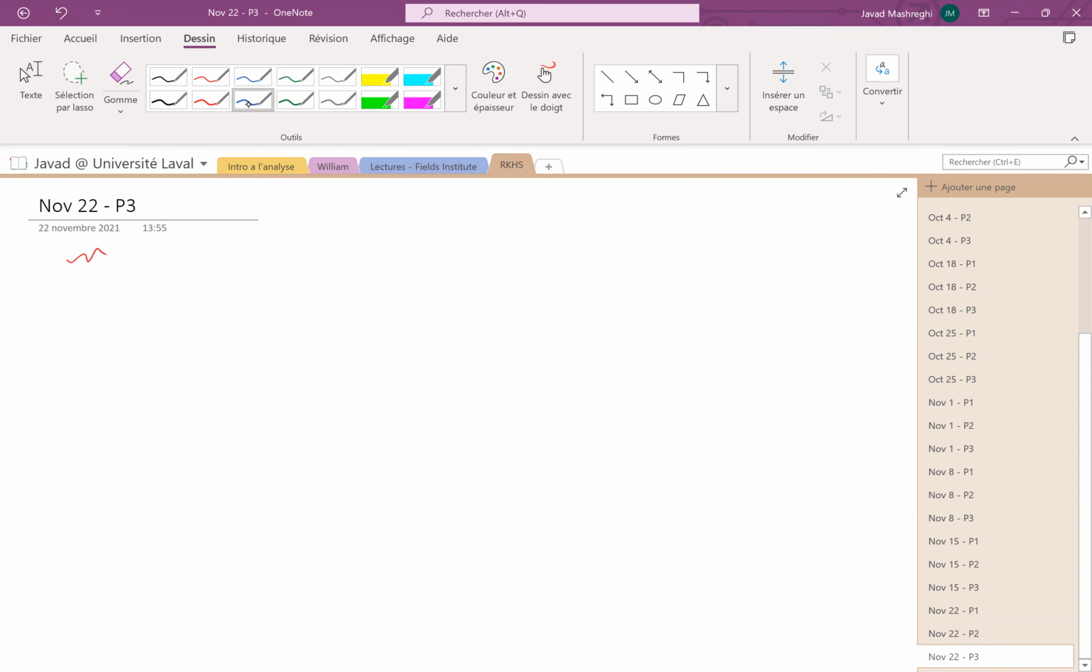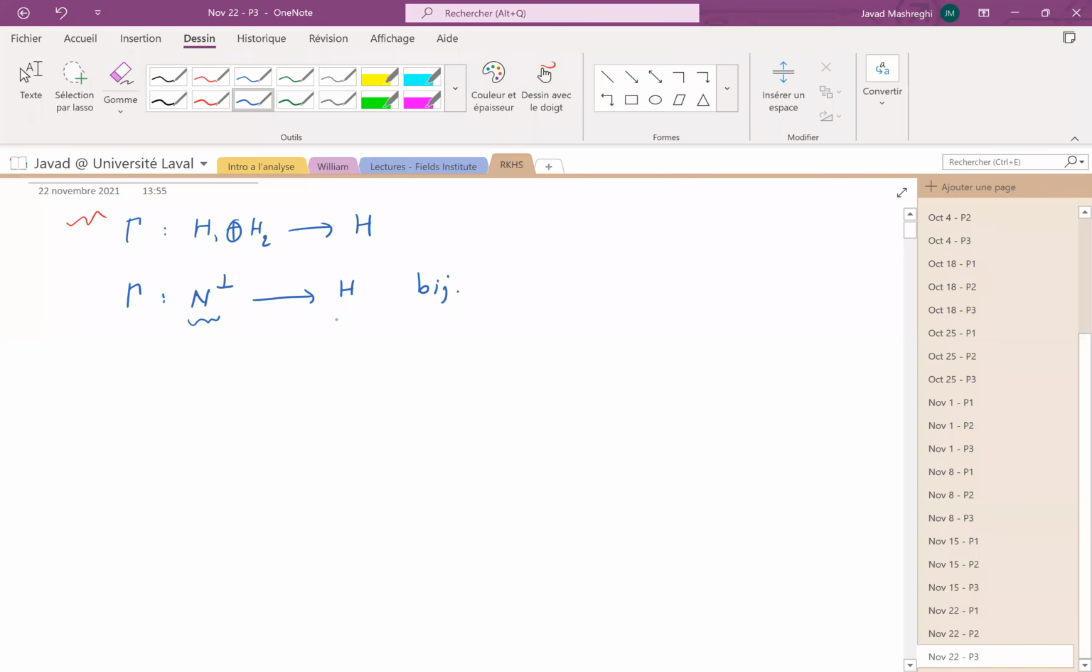We were in the middle of the proof. We saw up to here that gamma was initially defined from H1 plus H2 to H, and then we made the restriction from N perp to H, and this is a bijective map. The good thing about this is that now we can transfer the Hilbert space structure of N perp to H.